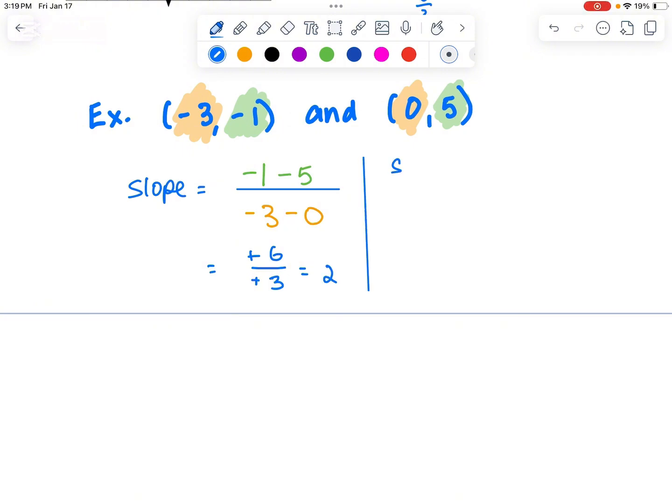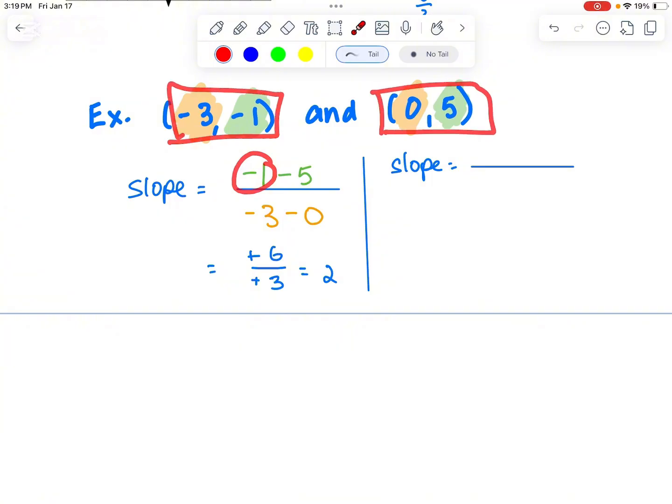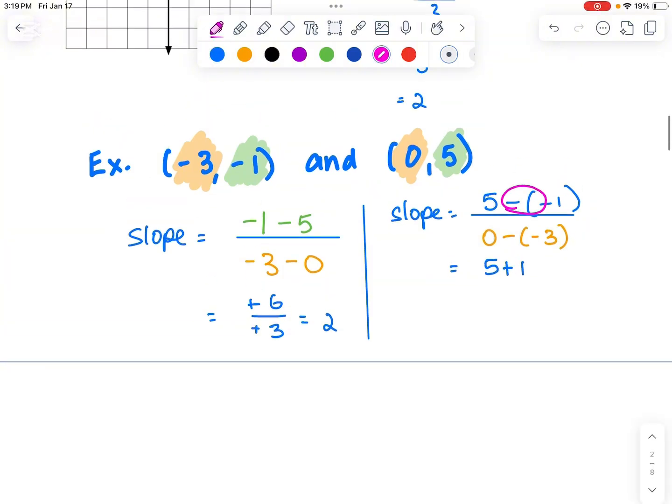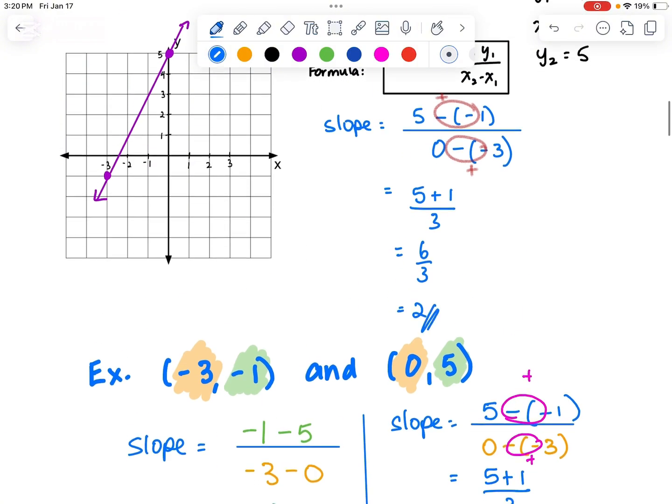Now, like I said, it doesn't matter which order you do it in as long as you're consistent, and the green or the y's have to go on top. So what if instead of starting with this point, I started with this point? Well, that's fine. I still start with the y's on top. So now I have 5 minus -1. And on the bottom, I have 0 minus -3. Now, the working looks a little bit different, but ultimately, you'll get the same answer. This becomes a plus. This becomes a plus. And we get the same answer of 2, just like we did before.